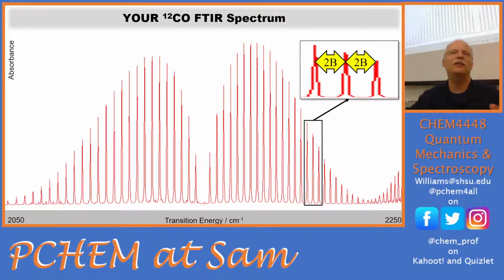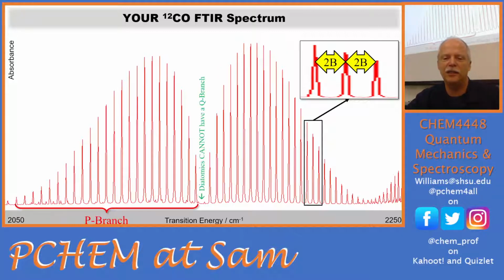And so we lose the delta J equals 0 selection rule. We can't have that Q branch. And so there's a missing Q branch in this one. Diatomics, by definition, cannot have a Q branch because all of their vibrations are along the symmetry axis. If you look at the x-axis, that's the transition energy, wave number, and the lower energy side is the P branch, and the higher energy side is the R branch.